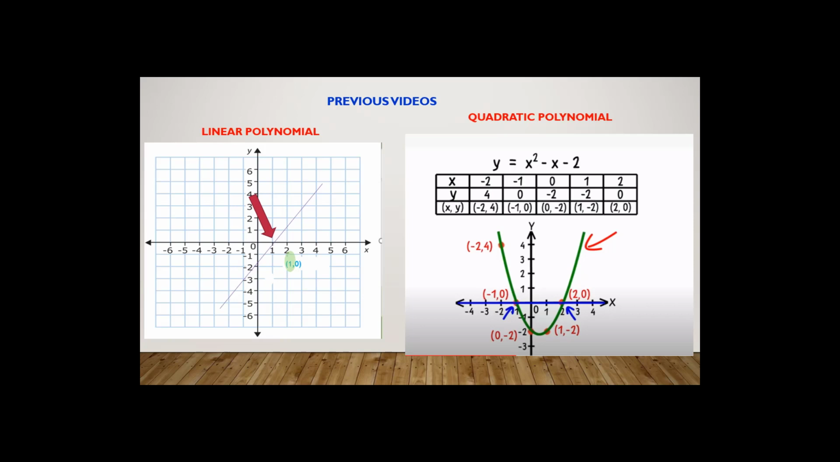On the screen, you are seeing a parabola which has 2 zeros. So a quadratic polynomial is in the form of a parabola which intersects the x-axis at 2 points, and the x-coordinates of those 2 points are the zeros of the quadratic polynomial. Today we will study the cubic polynomial. So how does it work? Let's see in the next slide.